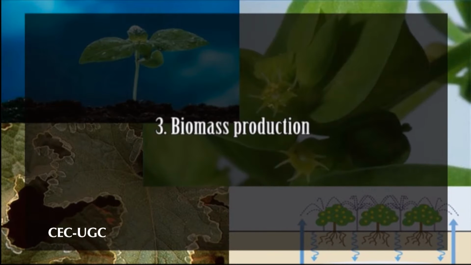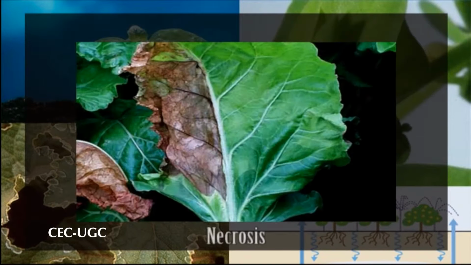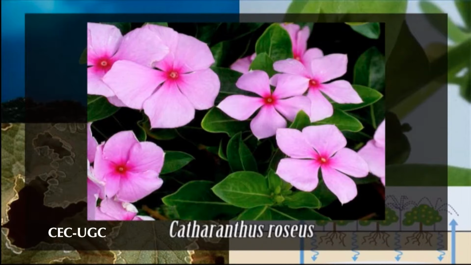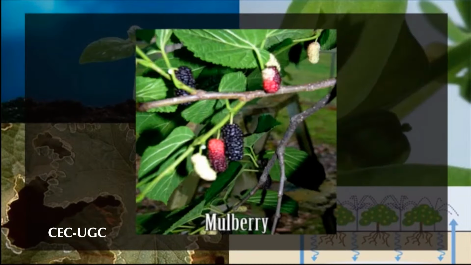Number 3. Biomass production. The reduction in shoot biomass production by the plants may be due to the chlorosis and necrosis of the leaves that reduce the photosynthetically active area. Shoot fresh weight of plants was highest at lower concentration and declined in plants exposed to higher levels of NaCl concentration. Reduction in fresh weight was also found in other plants like Catharanthus roseus, maize, tomato, mulberry, etc.